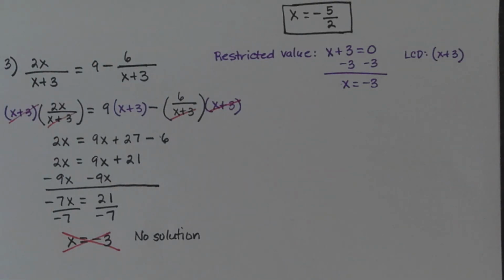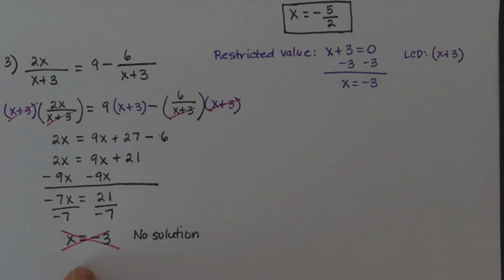Now, don't think on the exam you're going to expect to get an equation where the answer is going to be no solution. You want to go ahead and solve for the variable and check to see if that x value is your restricted value. If it's not, then that means x equal to whatever would be your solution to that rational equation. Okay? Any questions on problem number 3?